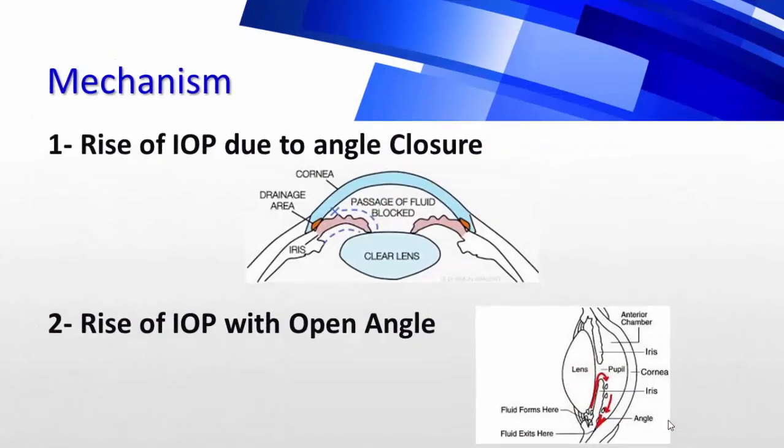Mechanism of surgically induced glaucoma. The rise of the IOP can occur either due to an angle closure mechanism, by closure of the angle of the anterior chamber, like here, or the rise of the IOP can occur in a case of open angle. Here the angle is open, while the obstruction occurs at the trabecular meshwork, caused by different causes.